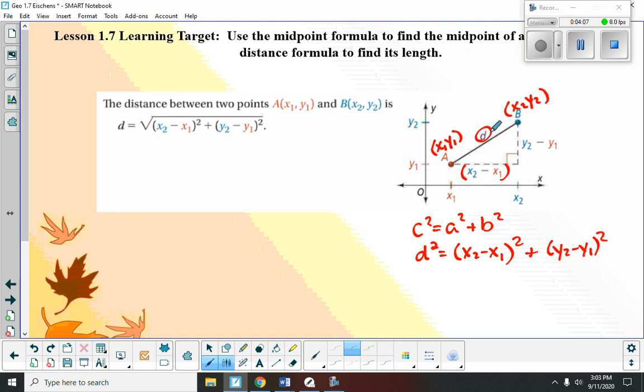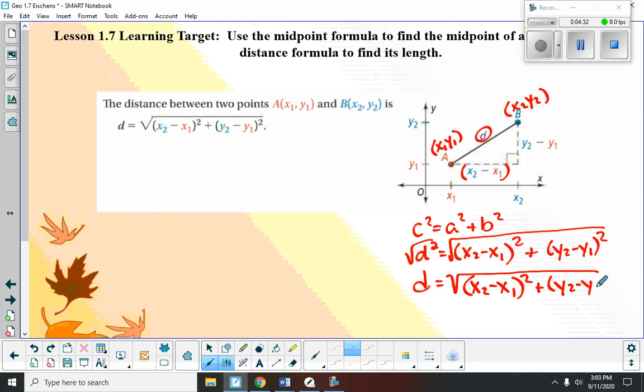So to find out what d is equal to, since this says d squared, we'll take the square root of this side, and if you take the square root of that entire side, the square root of d squared is just d, which is equal to the square root of x sub 2 minus x sub 1 quantity squared plus y sub 2 minus y sub 1 quantity squared. And this is called the distance formula, and it is an important one. It's one that you're going to want to memorize, and we're going to use it enough that you will.